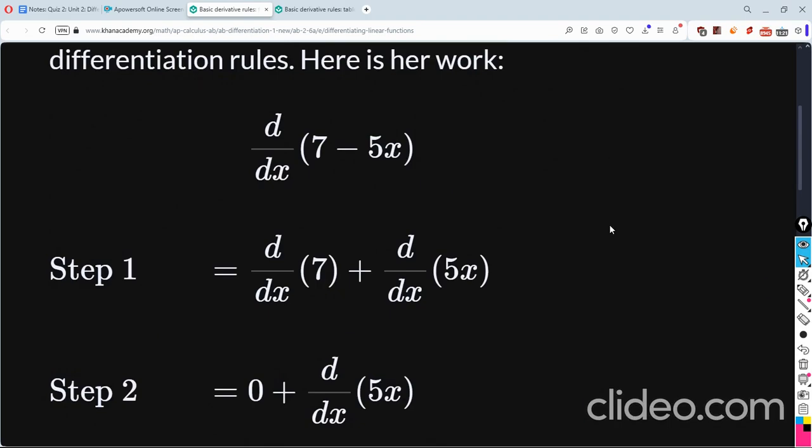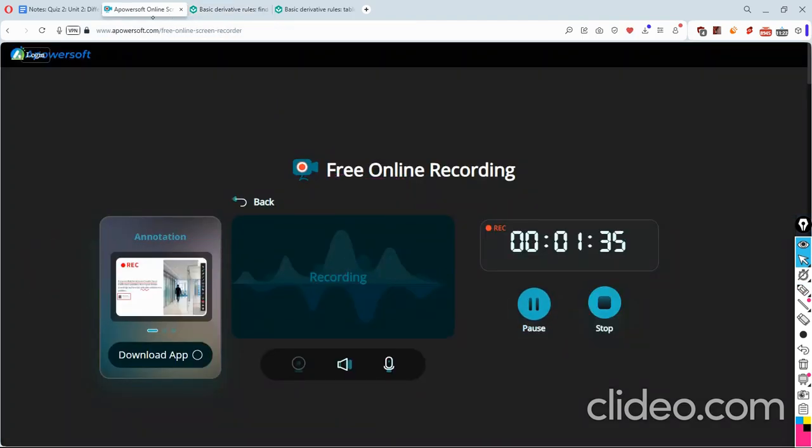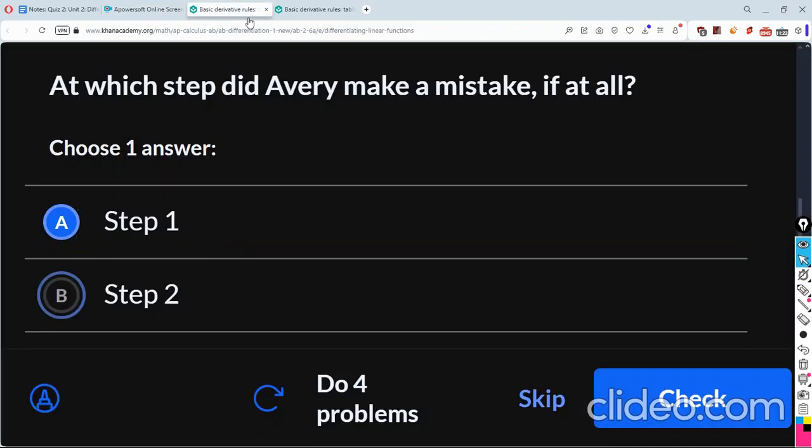So recall that we said when you have a polynomial like so, you can just distribute. So the derivative with respect to x goes to the 7, and it also goes to the negative 5x. Right here, she did it with respect to 7, but then right here, the negative sign disappeared. You can see there's no negative sign. So her mistake is clearly in step 1. Answer A.